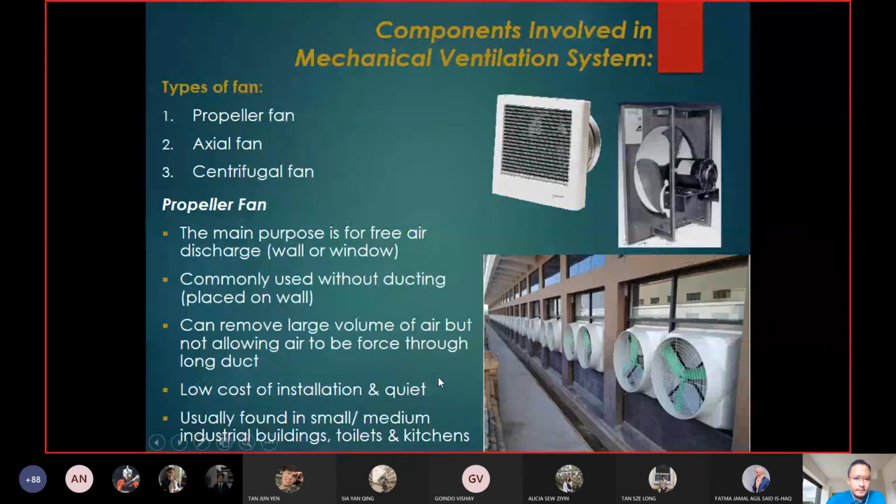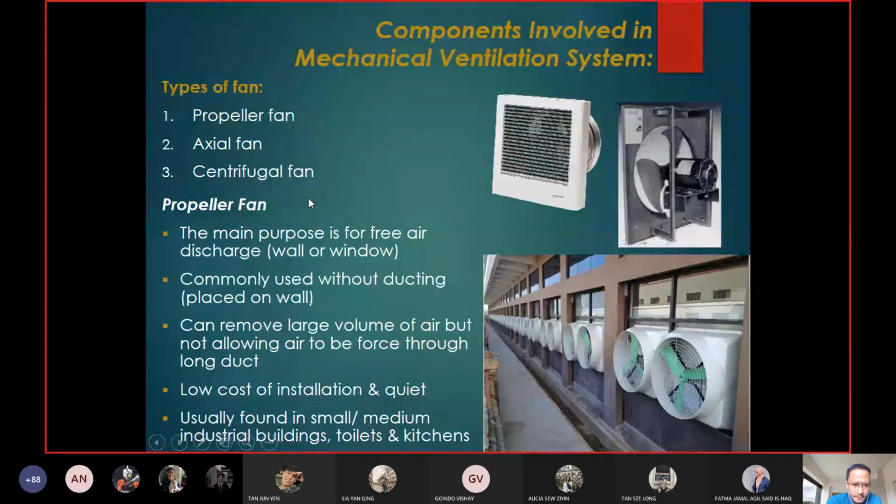There are three types of fan: propeller fan, axial fan, and centrifugal fan. Propeller fan is quite common. This is the one that you normally see in the kitchen or bathroom. The difference between all these fans is actually on the blade. For propeller, normally the number of blades is lesser compared to axial, and the tilting of the blade itself is also much lesser than axial. Later on, you can see the difference between propeller and the axial fan.